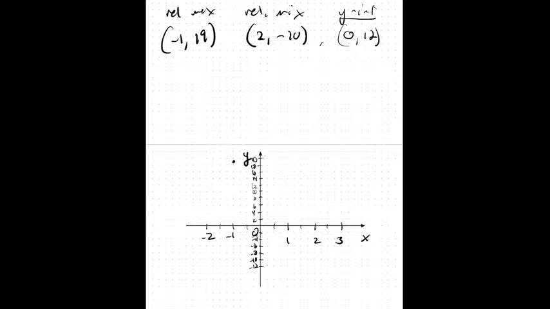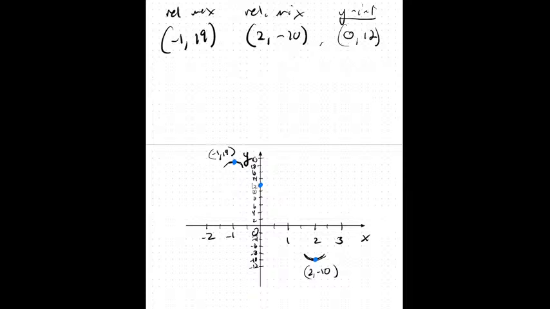This is -1, 19. We said that's a max, so it's going to behave kind of like this. 2, -10 is here. This is 2, -10. I claim that this was a relative min, so it should behave like this. We got a y-intercept of 12. Let me do these in this color. Y-intercept was 12, which is here, right?